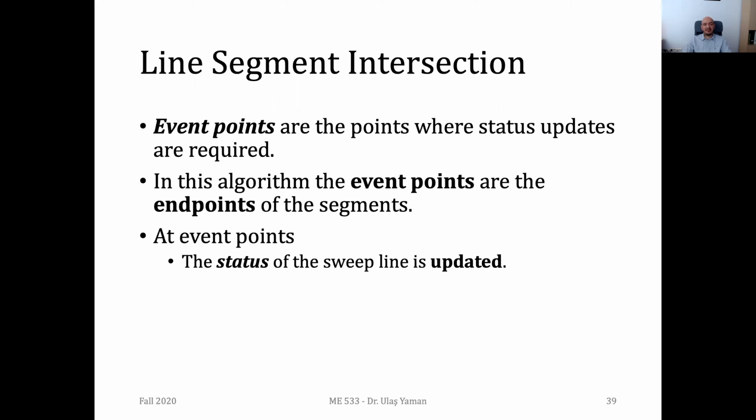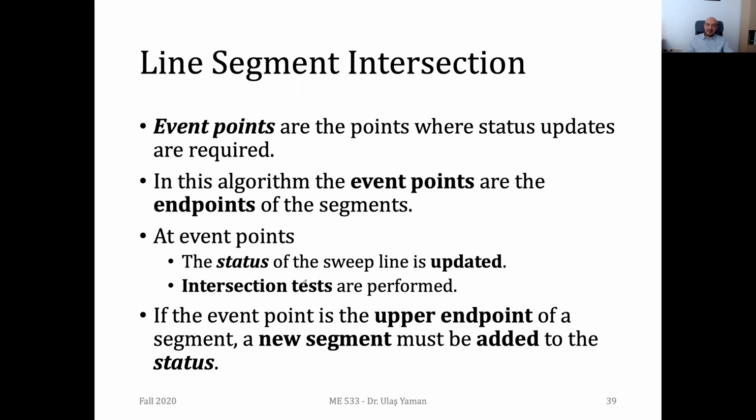So what we do at the event points, at the lower and upper endpoints, the status of the sweep line should be updated. The intersecting line segments with the sweep line should be modified, and you should have an updated status data structure. And another thing we need to do at these event points is to check whether we have any intersection or not.